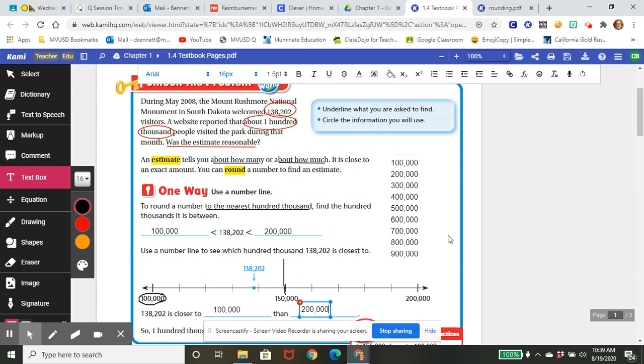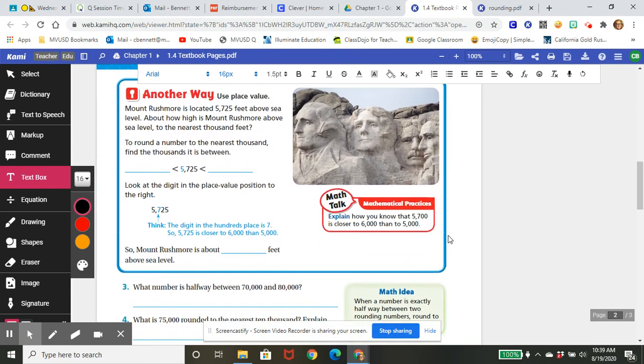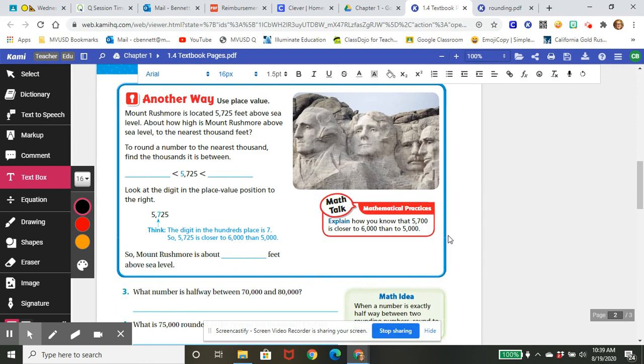So now I want to show you another way to round. Okay? And here's the other way to round. It says to use place value, and we've been talking about place value, okay? Even though I don't have my place value chart in front of me, something that I hope we've learned by now is that this is the ones place, tens place, hundreds place, thousands place. Okay, so I want you to be practicing that. Ones, tens, hundreds, thousands, okay?